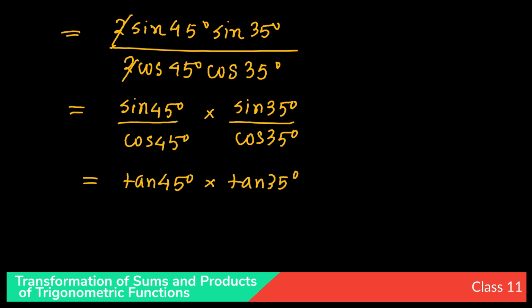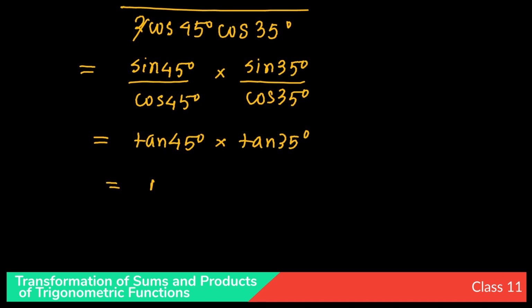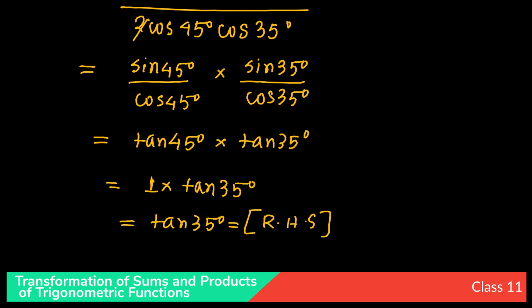Now all of us know the value of tan 45, it is 1. So 1 into tan 35 degree, that is equal to tan 35 degree, which is equal to RHS here. So we have proved this.